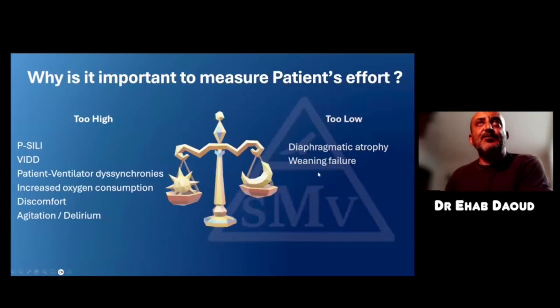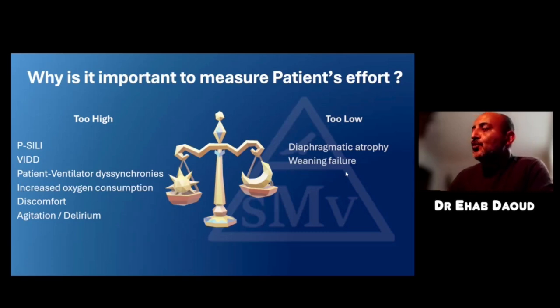So again, why is it important to measure it? And you will hear this many times. If the patient effort is too high, of course, we all know the term P-SILI, patient self-induced lung injury, ventilator-induced diaphragmatic dysfunction, and dyssynchrony, which is our main topic today. Patients who are struggling and working too hard will have increased oxygen consumption, discomfort, agitation and delirium. So we don't want the patient to be working too hard.